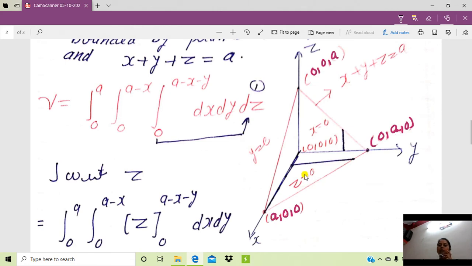So do remember, the limits of z will be calculated in 3D, where x, y and z are non-zero, and the limits of y will be calculated in 2D, where we have to put z is equal to 0, and the limits of x will be calculated in 1D, where we have to put both y and z equal to 0, only x will be non-zero. So here we have decided the limits. So the limits of z is 0 to a minus x minus y, limits of y is 0 to a minus x, and limits of x is 0 to a.